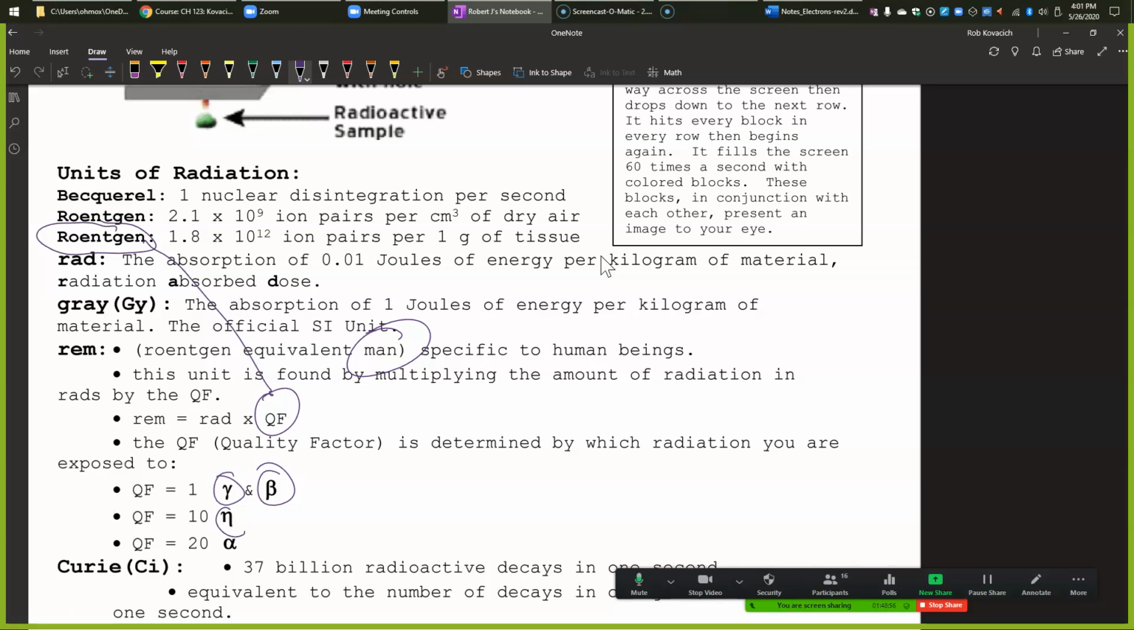If you get hit with neutrons, whatever your Roentgen number is, you have to multiply it by 10 to figure out what your REM value is. And then if you get exposed to alpha particles, you have to multiply that by 20. So which one of these types of radiation is the most dangerous to be exposed to? Anybody? Come on, it's easy.